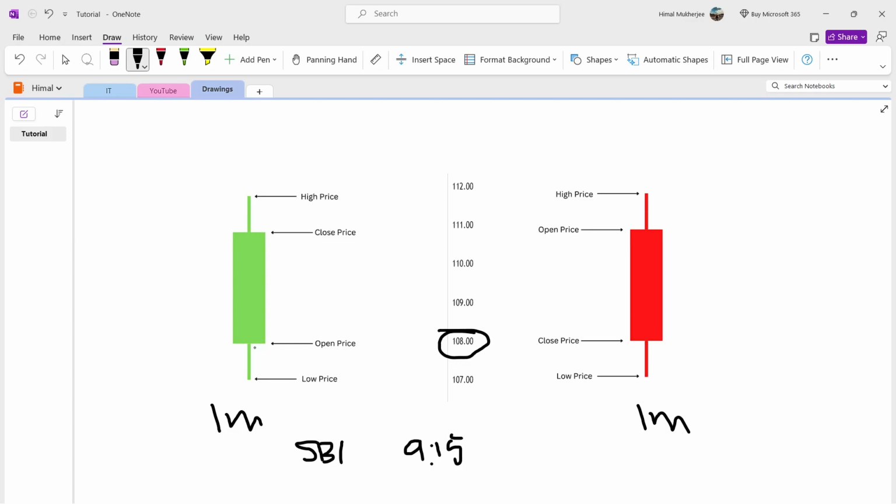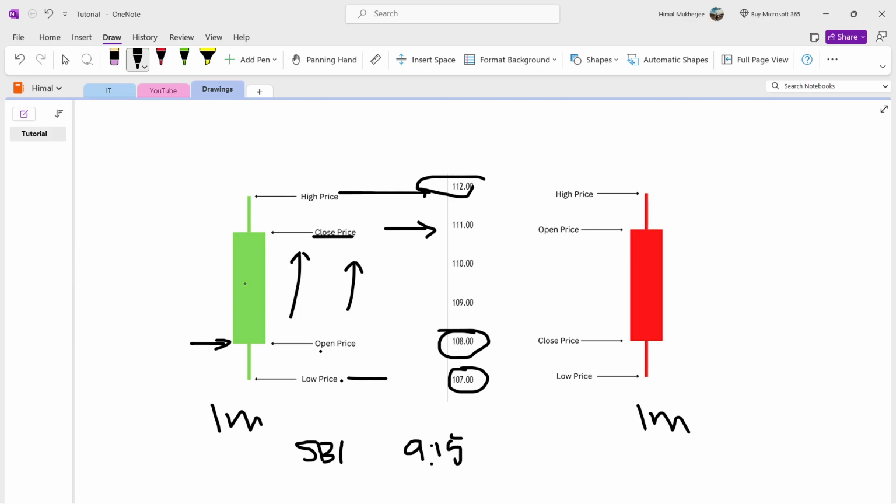All right. So the price opens at 9:15, 1 second at 108, and within this minute it goes up till 112. For example, this is the high, and then within the same minute it comes down till 107 and then closes at 111. Now, if the open is below the close or if the close is above the open, this will be green in color, which symbolizes the trend is upwards or it is bullish in nature.